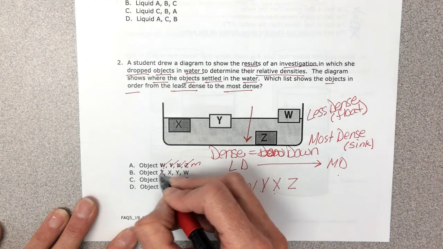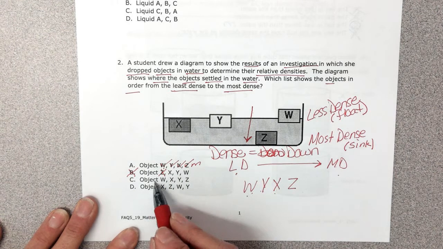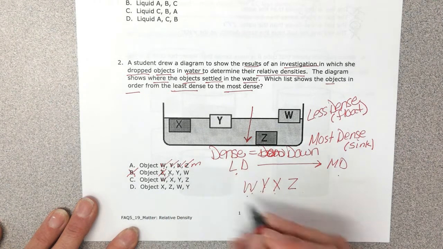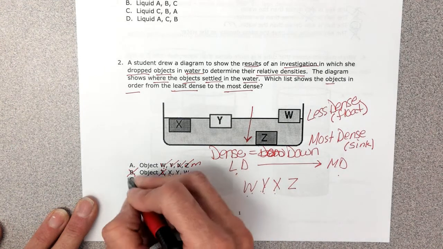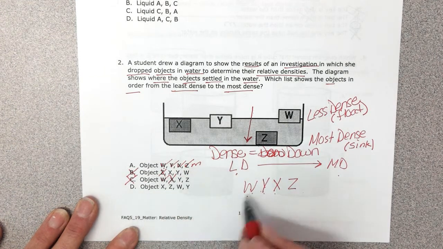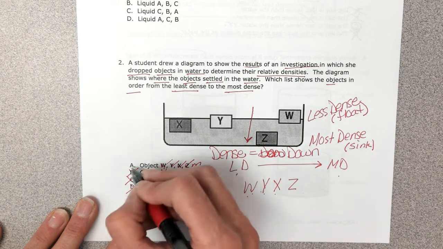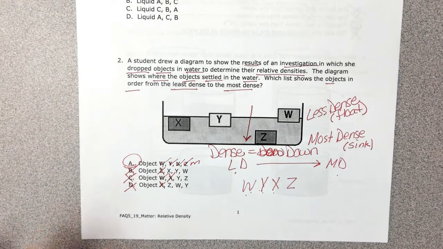This has Z first, so we can take B out. C has W first, so we're still good. And then we have X instead of Y, so we can take that C out. And on D, we have X first, so that's not it. So we can take that, and our answer is that A.